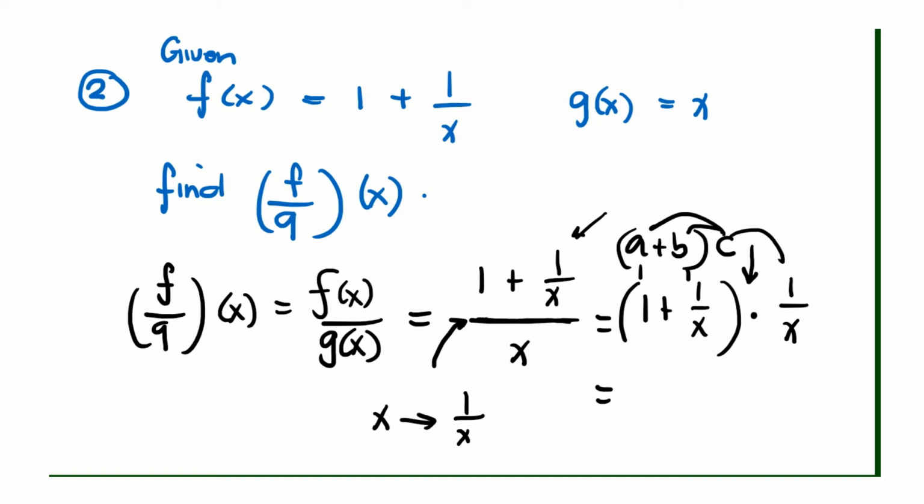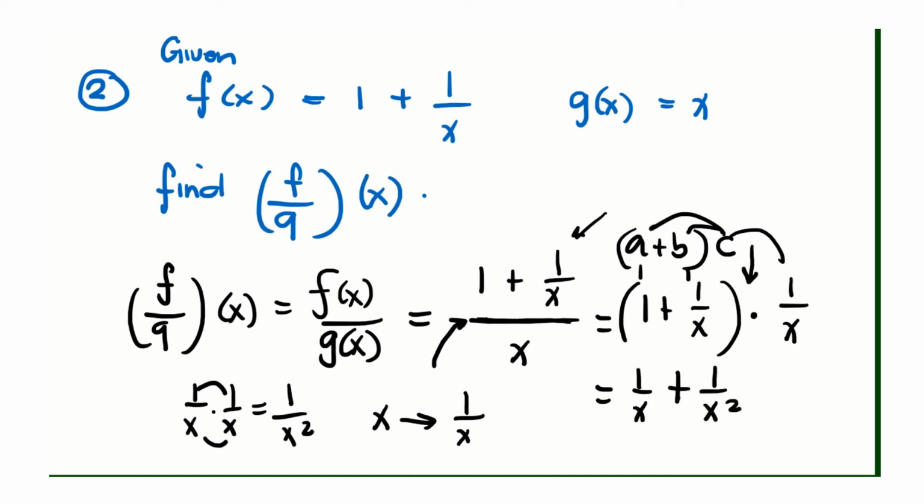So you distribute 1 over x times 1 expression; times 1 will be the same expression. 1 over x times 1 over x. So you should know that 1 over x times 1 over x is 1 times 1 over x times x, and that is x squared. So 1 over x squared.